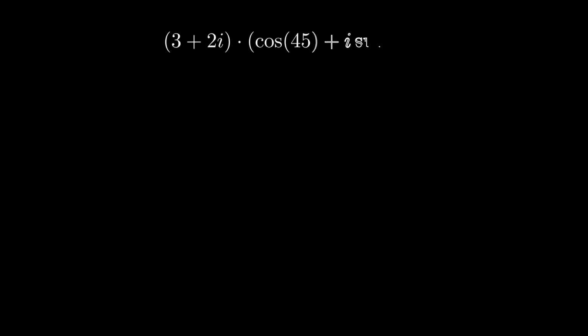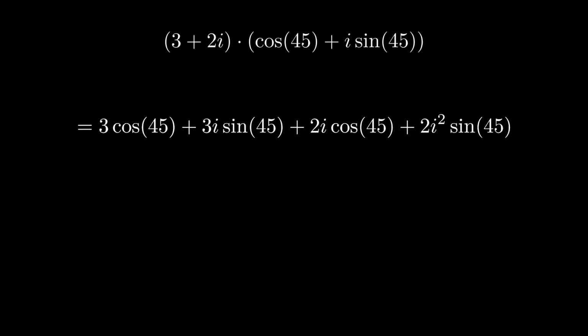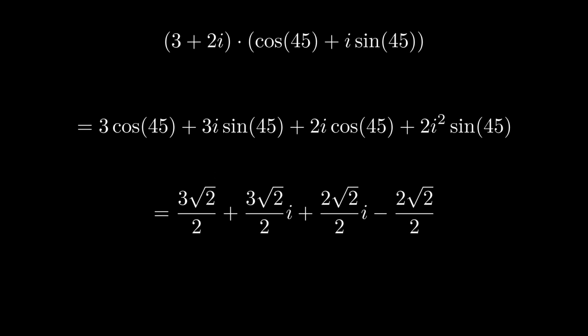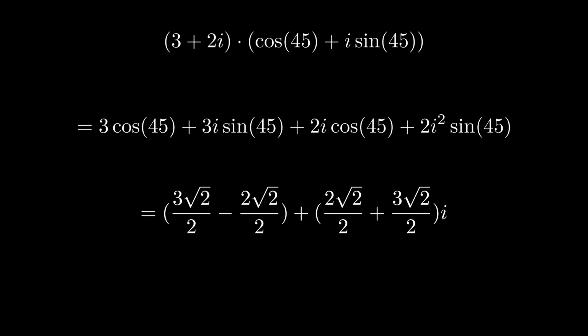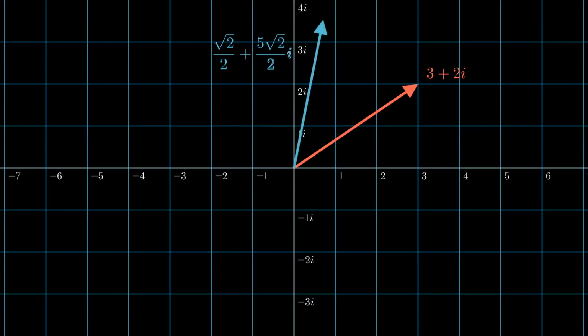To show that this works, let's rotate 3 plus 2i by 45 degrees. To do this, we have to multiply the two complex numbers. After simplifying, we're left with a new complex point. And if we graph the 2 points, then we indeed see that it is 3 plus 2i rotated by 45 degrees. This can be generalized as, if you want to rotate a complex point by some angle theta, then multiply that complex number by cosine of theta plus i sine of theta.